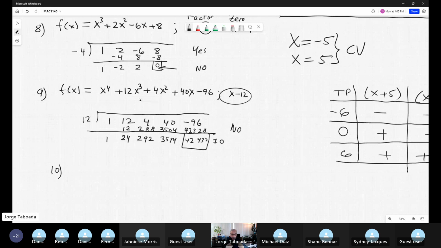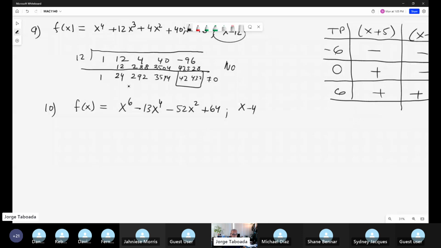Okay. Let's do number 10, which is similar. It's similar, but more complicated because it's a degree 6 polynomial. It is x to the 6th power minus 13x to the 4th power minus 52x to the 2nd power plus 64. And you try to prove whether x minus 4 belongs or not to the factorization of this polynomial. In this case, it's tricky because some monomials are missing in the polynomial. My recommendation is to guide yourselves and not fail.